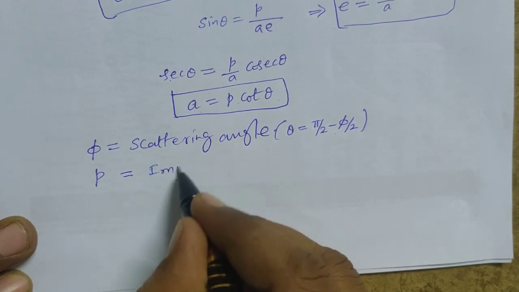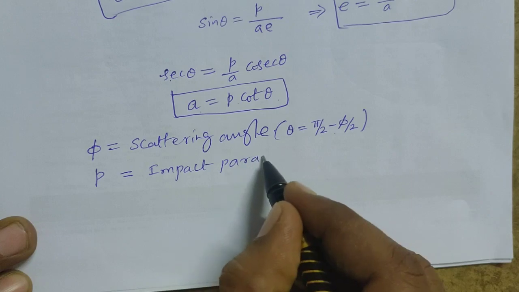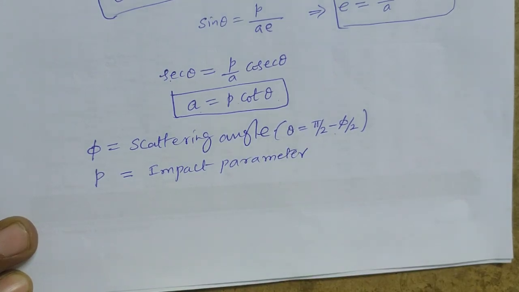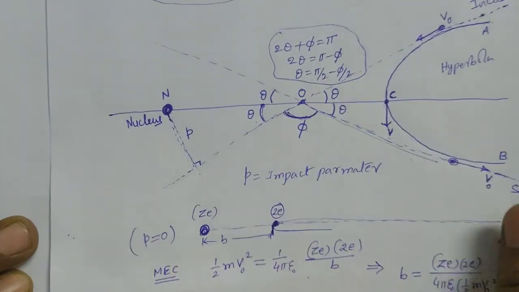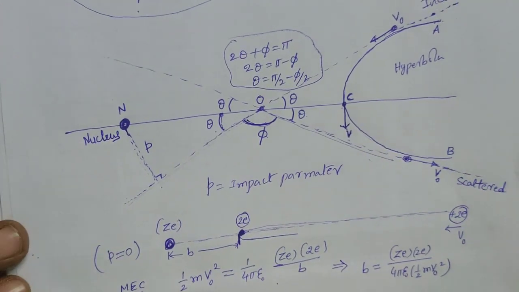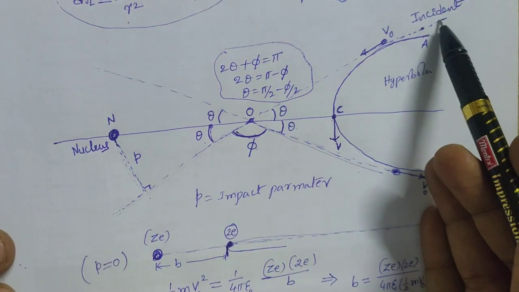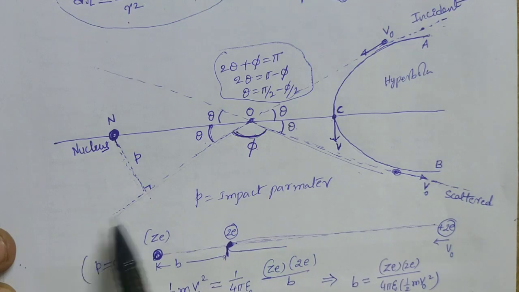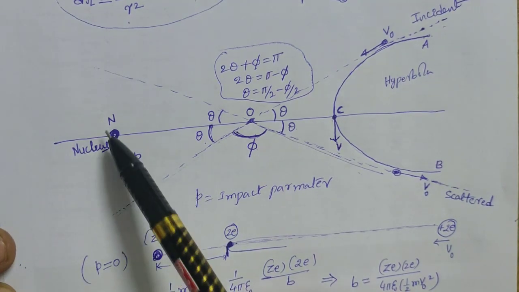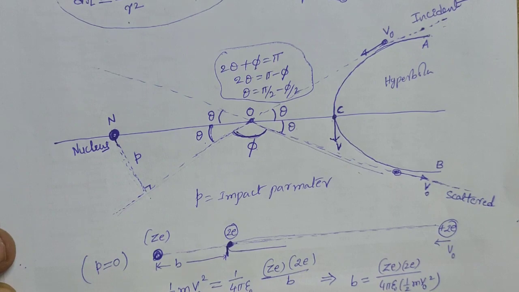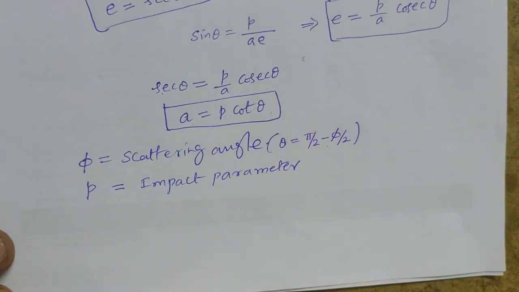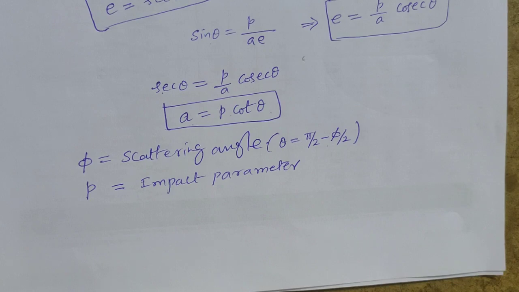Next, P will be the impact parameter that I have already explained to you. So what is that impact parameter? When I draw a perpendicular from the nucleus to the path of incident alpha particles, this is where the incident alpha particles are coming. If I draw a perpendicular from here to here, that perpendicular length is known as the impact parameter. You need to write this very clearly: P means impact parameter.